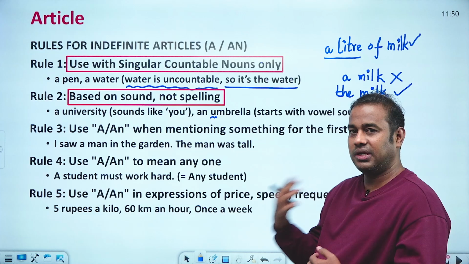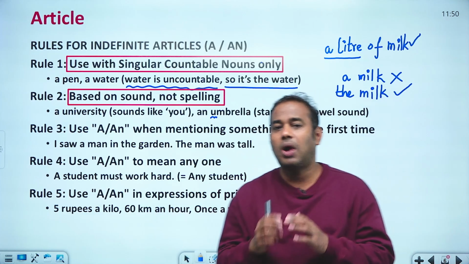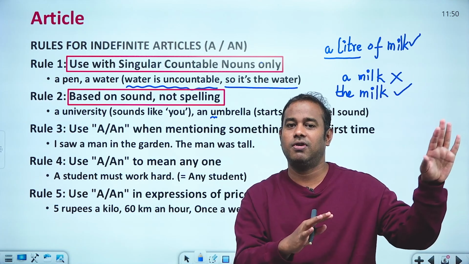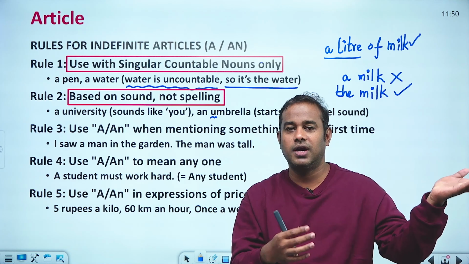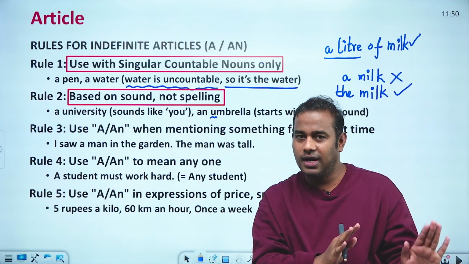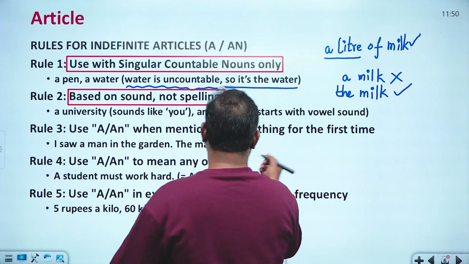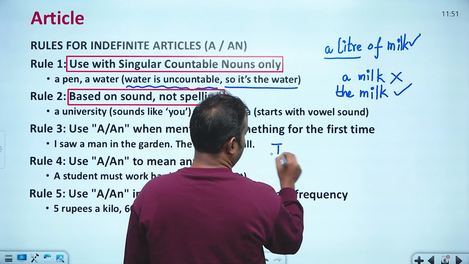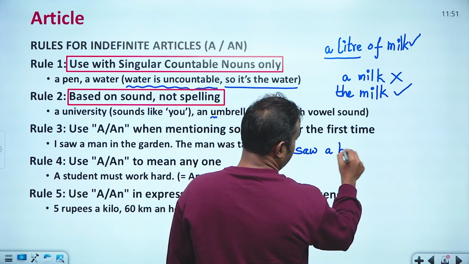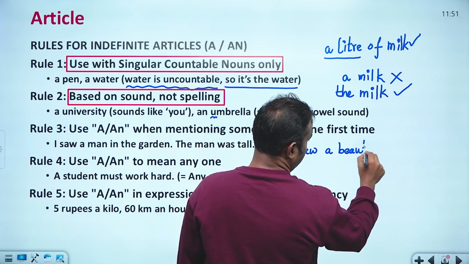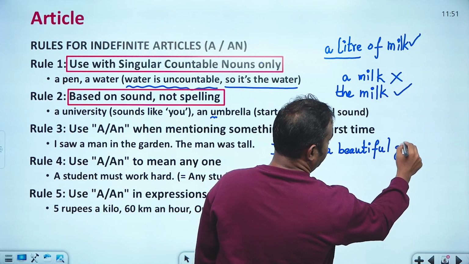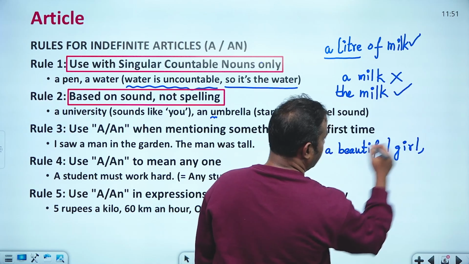That is why you use a definite article: so that you are going to have some conversations. For example, you are going to talk about some beautiful girl. So, I saw a beautiful girl. When you say I saw a beautiful girl, then the girl. Okay, I would like to write here: I saw a beautiful girl.